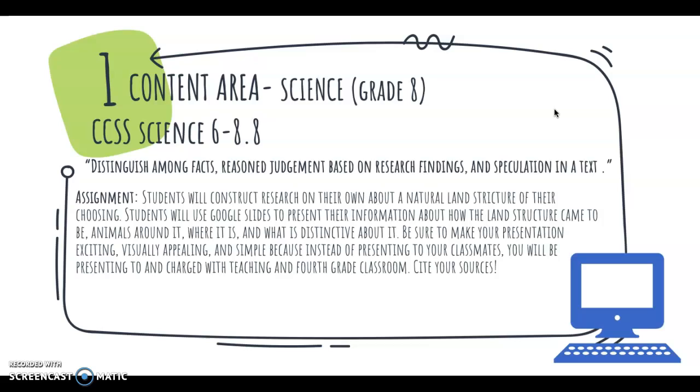For my first assignment, I used a science class for 8th grade students. In this assignment, students will be doing research on their own about their favorite natural land structure and presenting it on Google Slides. They would be presenting similar information that we saw about the Grand Canyon in the book, but about their own land structure. This includes things like how the land structure came to be, animals around it, where it is, and what is distinctive about it. They need to make sure that their presentations are simple but engaging and exciting because they will be presenting and teaching a classroom of 4th graders.